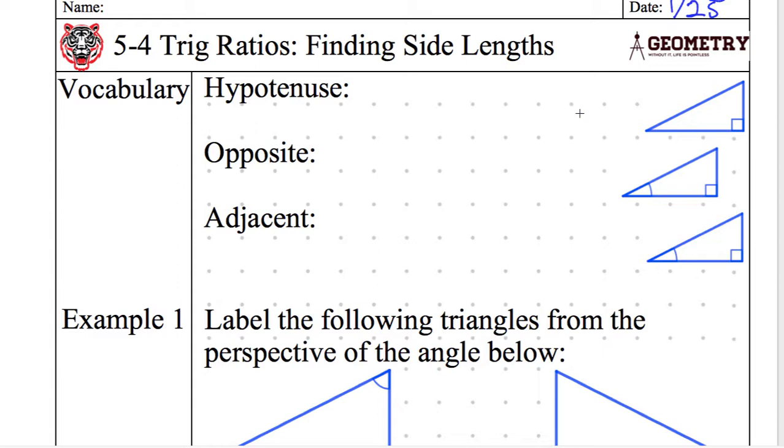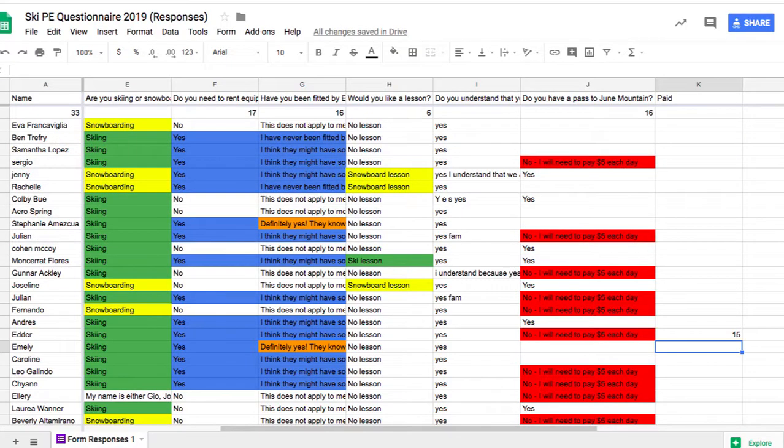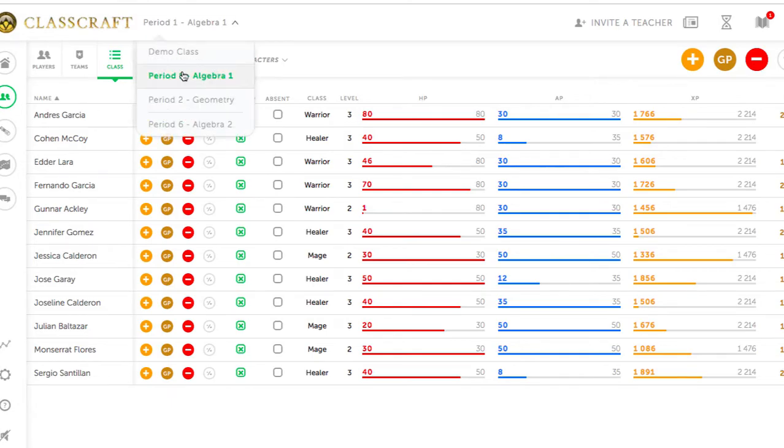So before we move on too fast, let's make sure that we have the correct vocabulary. We have participation cards out already. Let me make sure that I have my class craft ready to go as well.